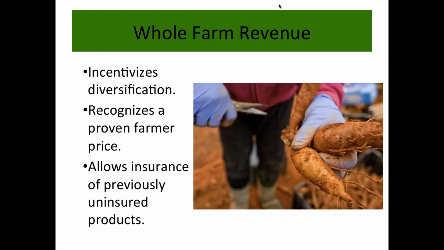So what's special about whole farm revenue? Well, it incentivizes diversification. The more different crops you grow, the better the coverage is. It recognizes that as you diversify the crops, the risk to your whole farm revenue goes down. It recognizes the proven price that a farmer gets. So, like I said, if I have some kind of a specialty market that I've been able to carve out, I can get insurance at that price rather than a commodities price. And it allows insurance on things that previously were uninsured. It's just about everything. Just about anything that's farm revenue that goes onto your Schedule F can get covered here.